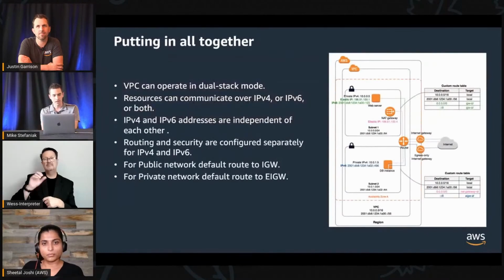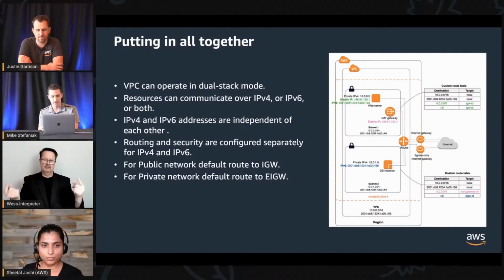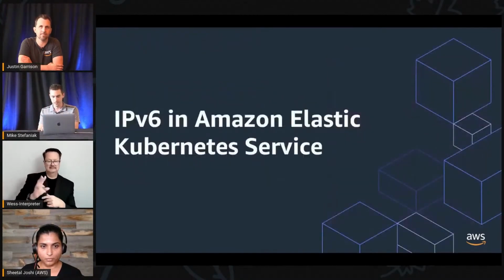So putting it all together in a VPC, today it's dual stack mode. Resources can communicate over v4 or v6. They're independent, configured separately. For public networks, you're going to route the default route to the internet gateway, just like you do in a public subnet with v4. For private, it's a little different. Instead of routing to a NAT gateway, you're going to route to the egress-only internet gateway. Okay, so that's all the background.